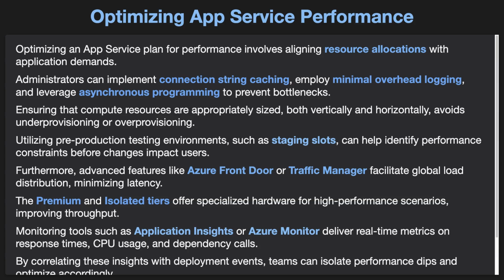Monitoring tools such as Application Insights or Azure Monitor deliver real-time metrics on response times, CPU usage, and dependency calls. By correlating these insights with deployment events, teams can isolate performance dips and optimize accordingly. When combined with DevOps best practices like blue-green deployments, organizations can fine-tune performance without enduring outages or extended maintenance windows.